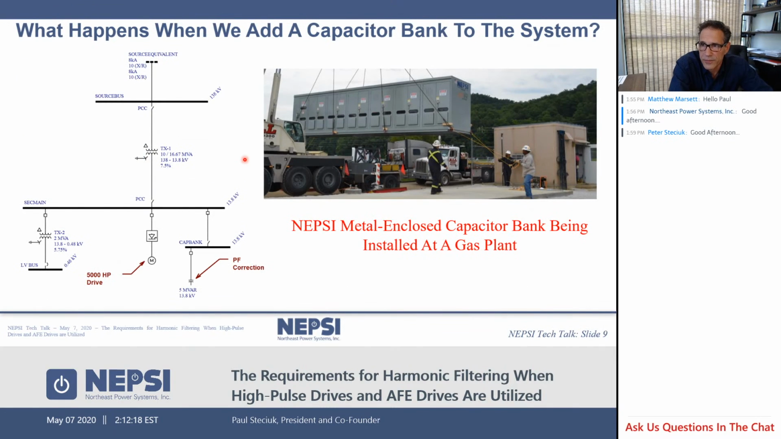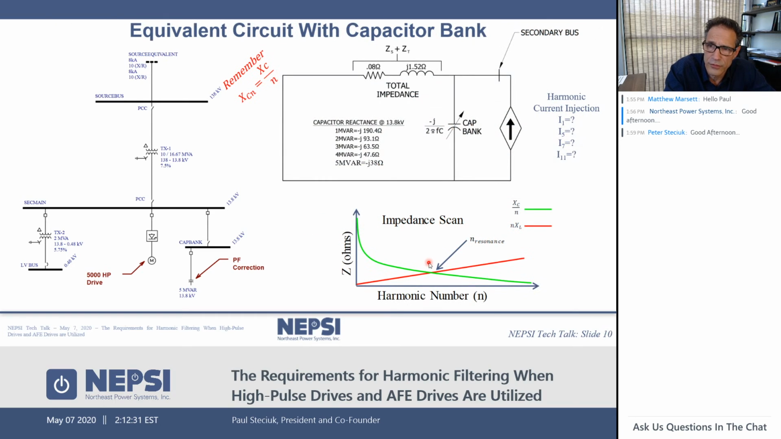So what happens when you add a capacitor bank to the system? What we show here is the addition of a very large capacitor bank. We've added the capacitor bank here. It's 5 megavars, and what you've got to remember is that a capacitor is different than a reactor. The impedance of the capacitor will drop with frequency. We represent that here with that green curve. We have our original transformer impedance line here in red, and we have our capacitor impedance here in green.